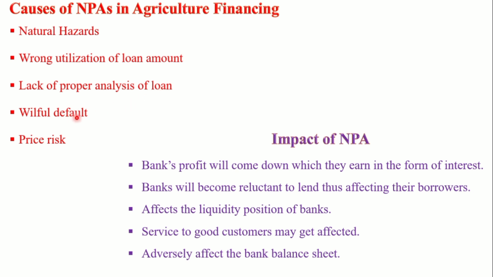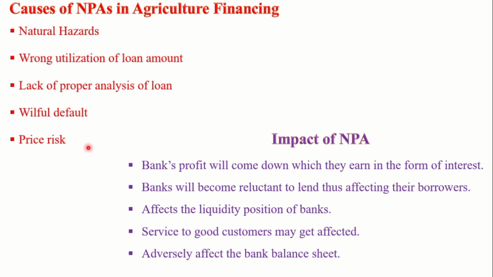Willful default. A willful defaulter means a borrower who refuses to repay the loan despite having the capacity to pay up. That borrower is called a willful defaulter, or in simple words, one who intentionally cheats the bank.